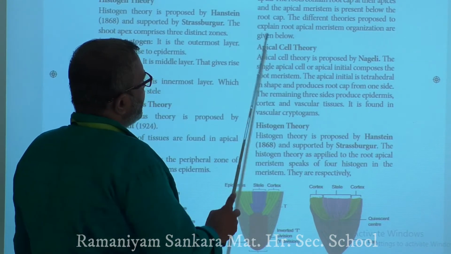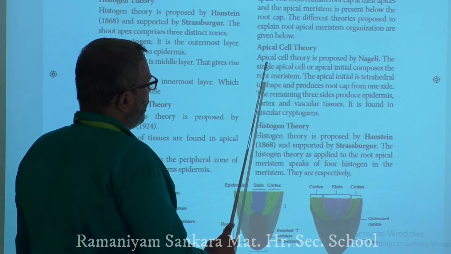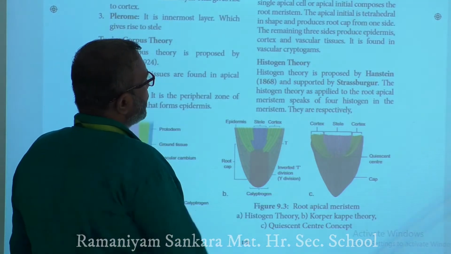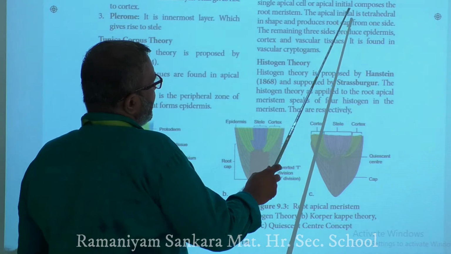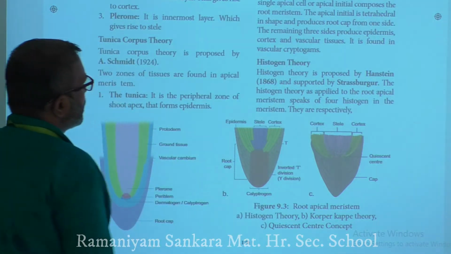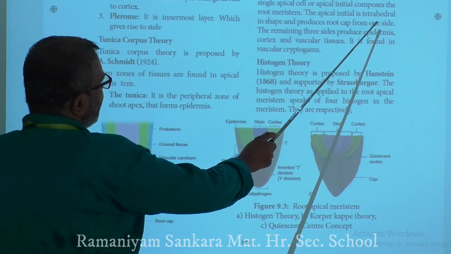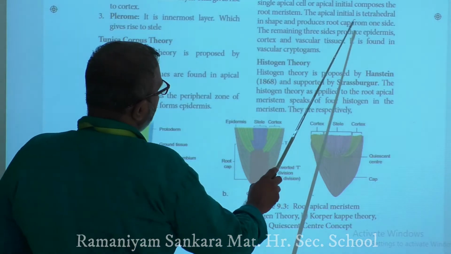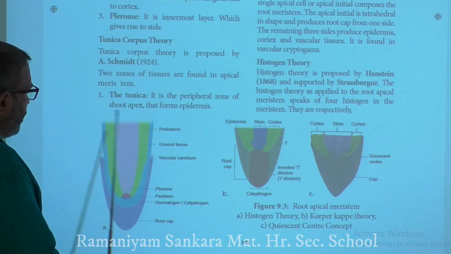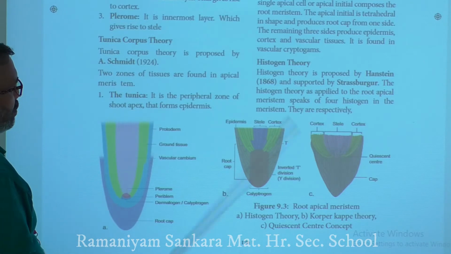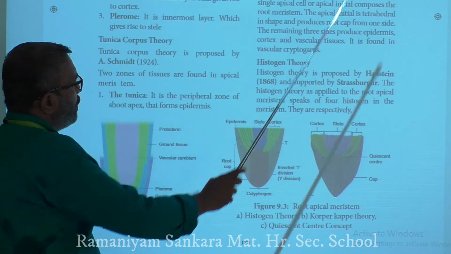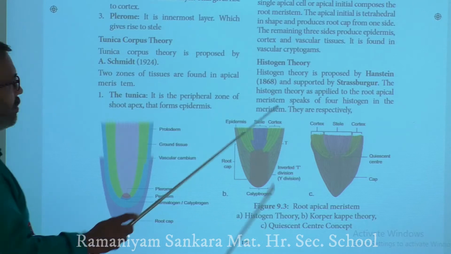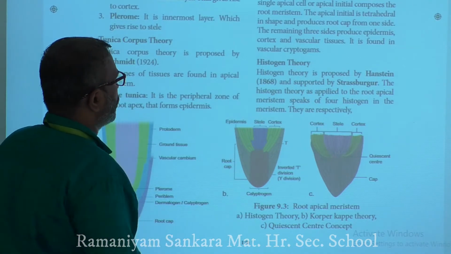The different theories proposed to explain the root apical meristem organization are given below. One is the apical cell theory, proposed by Nageli. A single apical cell, or apical initial, composes the root meristem. The apical initial is tetrahedral in shape and produces the root cap from one side. The remaining three sides produce the epidermis, cortex and vascular bundles. These are the three regions found in the root.